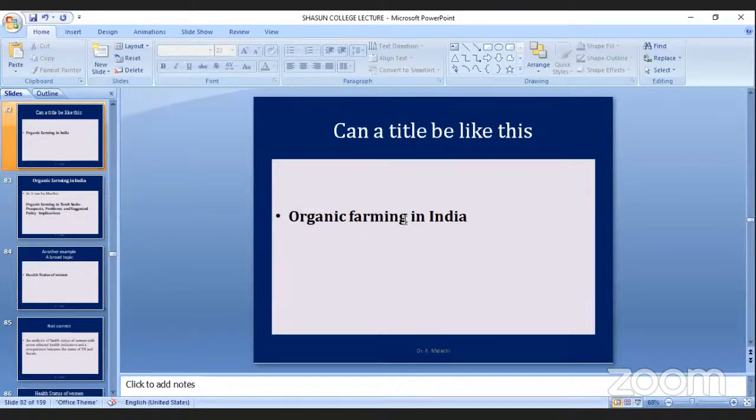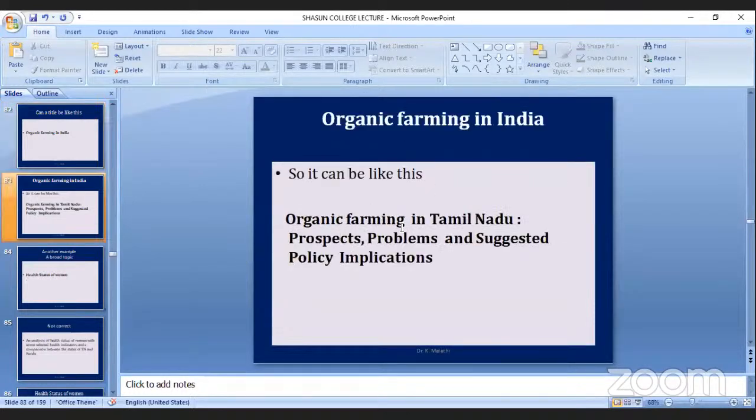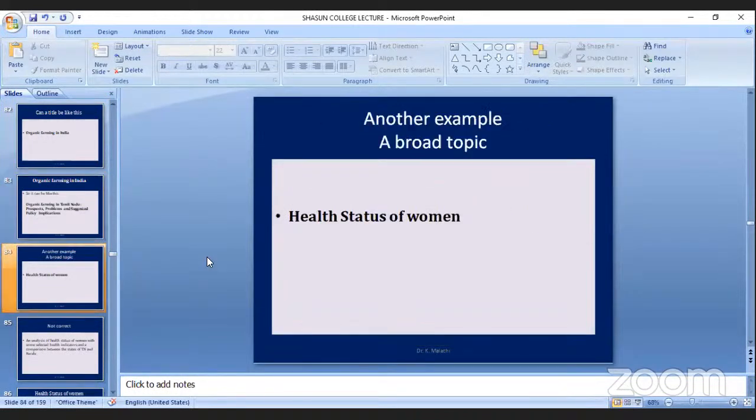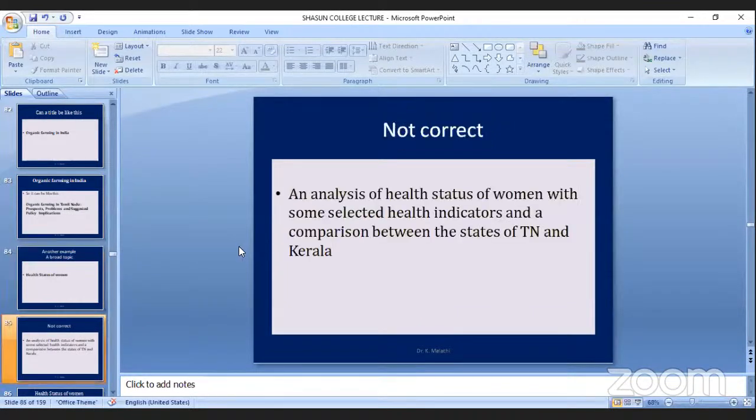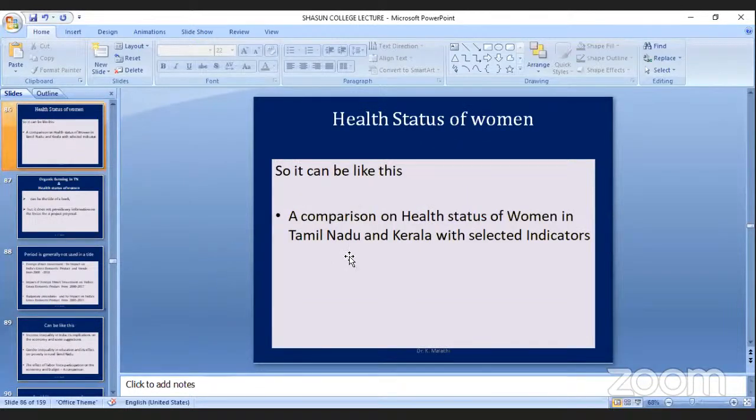So that one is suitable for a book. When you write a book, you can keep a title like this. But for a research paper, you should be specific about what you're going to do. So this is how you have to give a title. Again, I told you, health status of women is a broader one. But it can be like this: an analysis of health status of women with some selected indicators. Again, this is not right because you're using the word analysis. How can it be corrected? A comparison of health status of women in Tamil Nadu and Kerala with selected indicators.